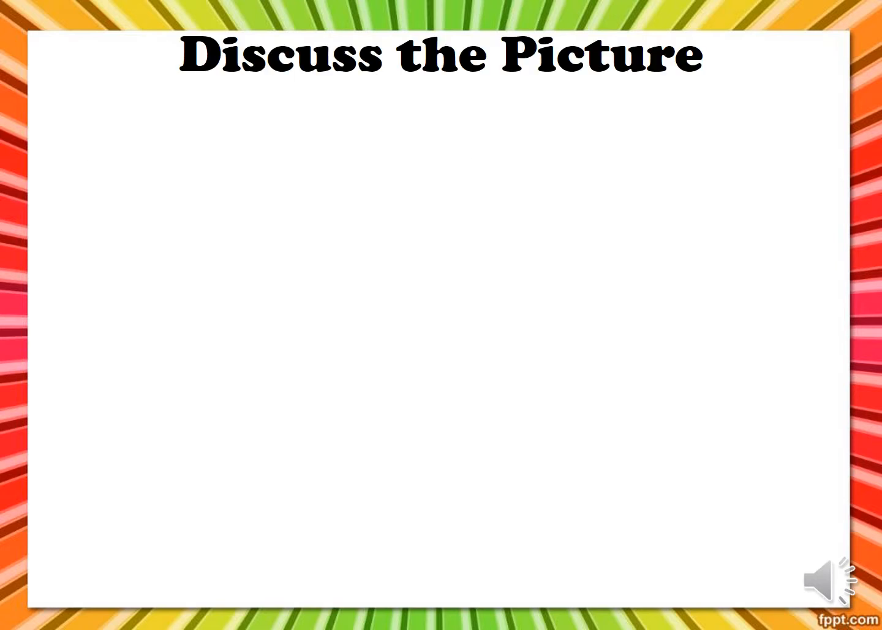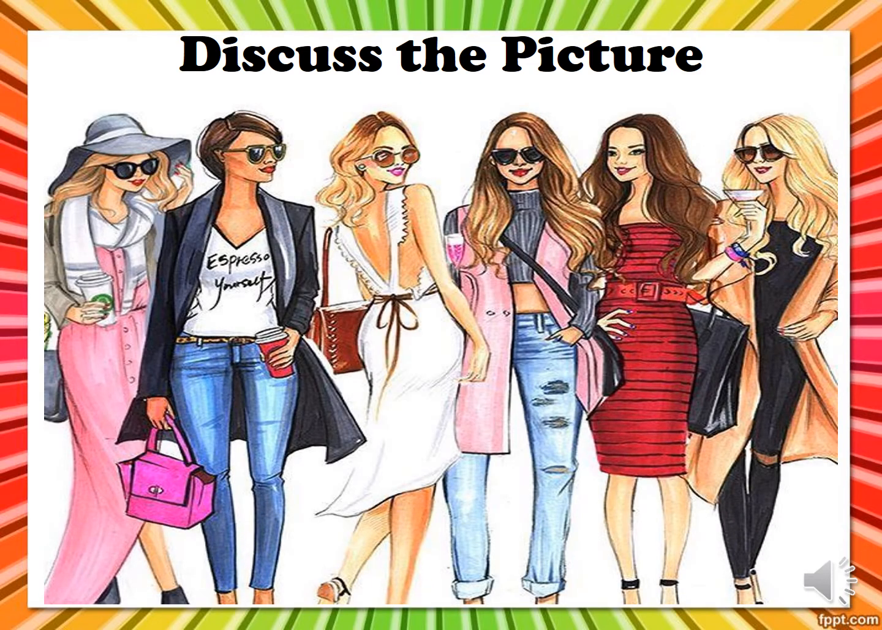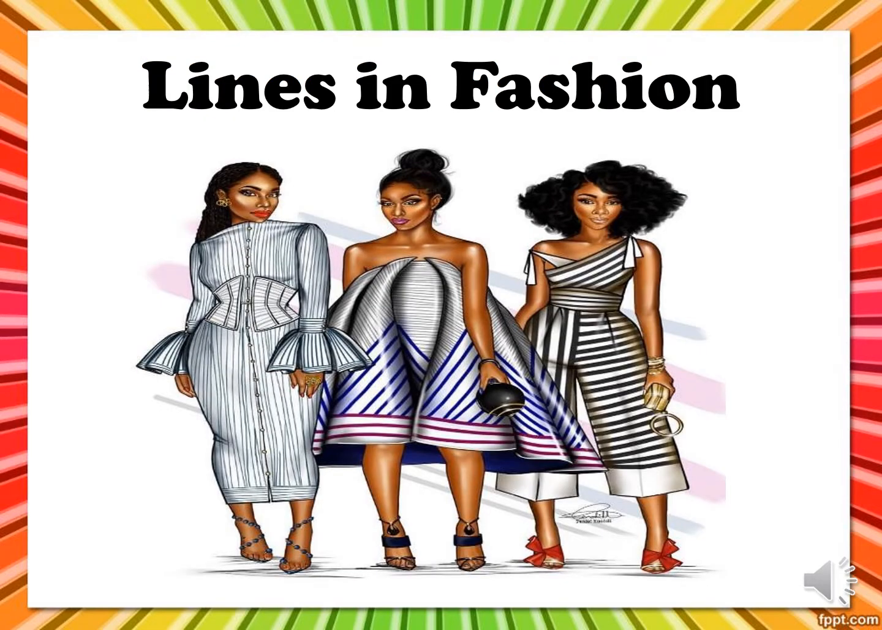Let us now discuss this picture. Looking at this picture, we can observe there are many different lines and we can observe some textures as well, showing both in the clothing and the accessories. How line works in fashion. Looking at these designs, you're seeing lines and they're going in several different directions. So let us find out what exactly are lines.